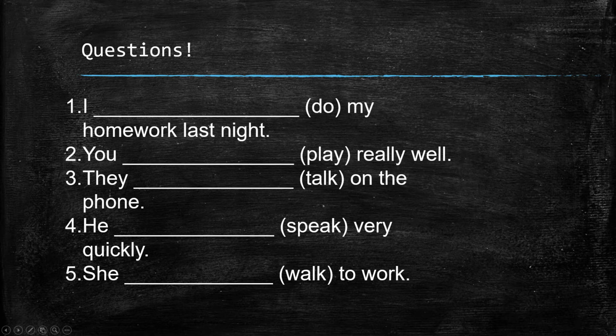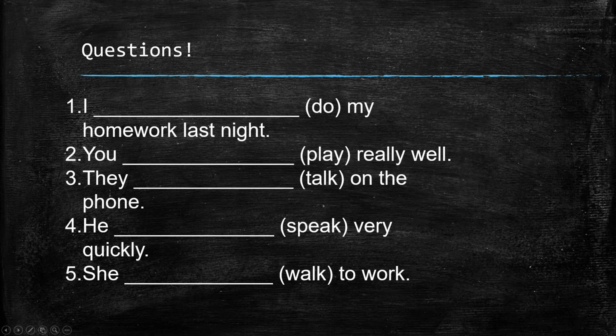And for number 2, the same again. You, so this is the subject. Is it you was or you were? You were, and here's the verb, play. So you were playing really well.